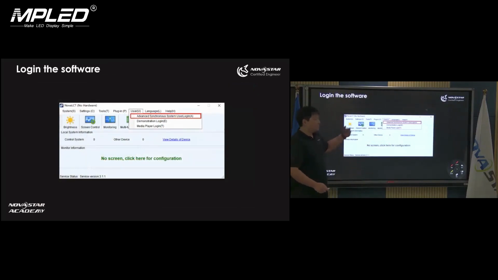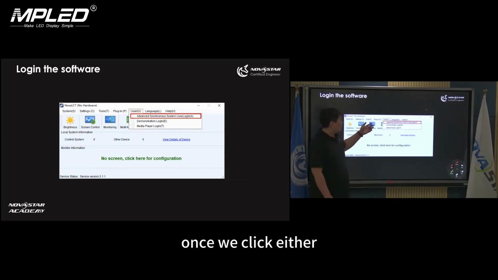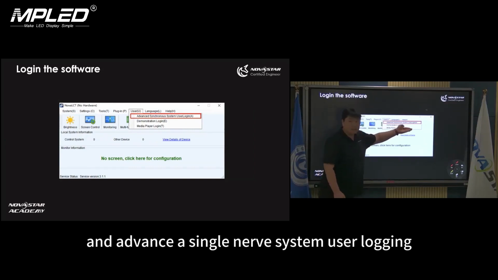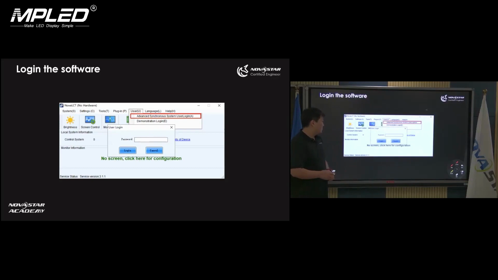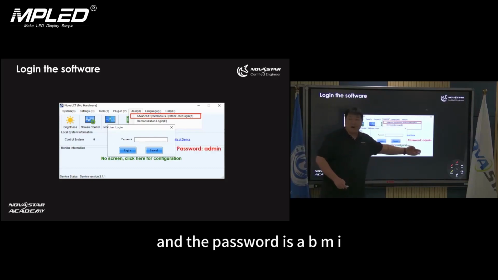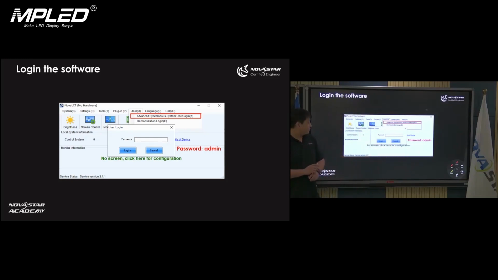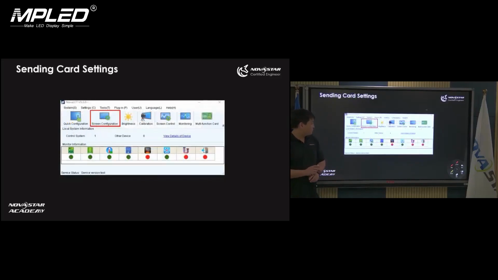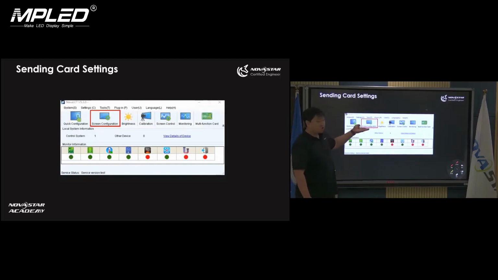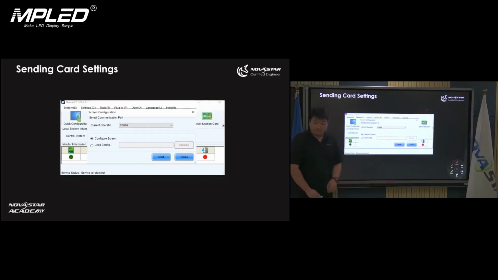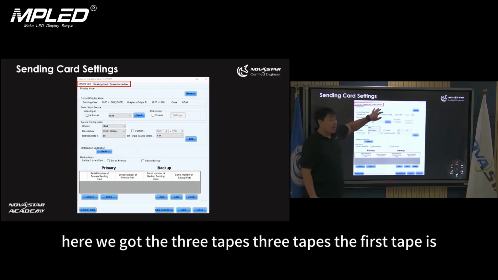All right, here we go. The most familiar part, the NOVA LCT. Once we click User and Advanced Synchronous System User Login, we can enter the configuration modes. And the password is admin, all small letters. Once we enter the advanced mode, then we just click the Screen Configuration. And here we go to this page, and here we got the 3 tabs.